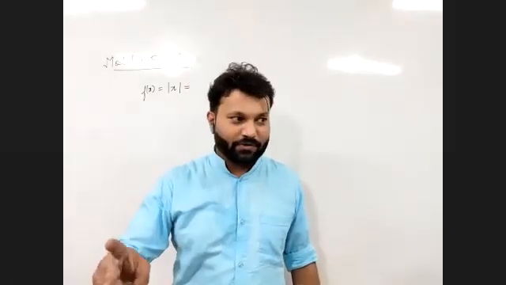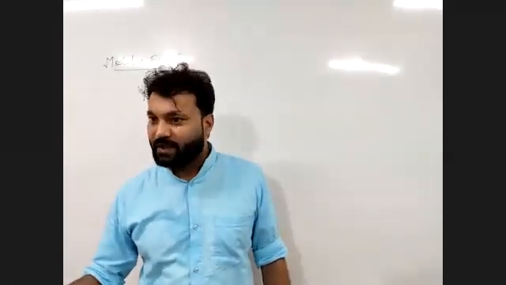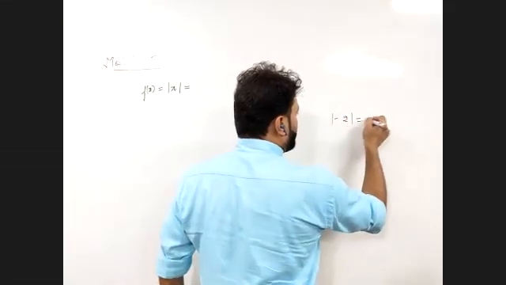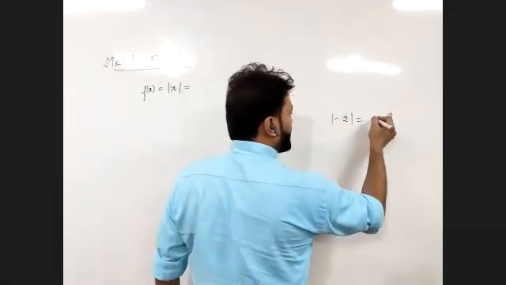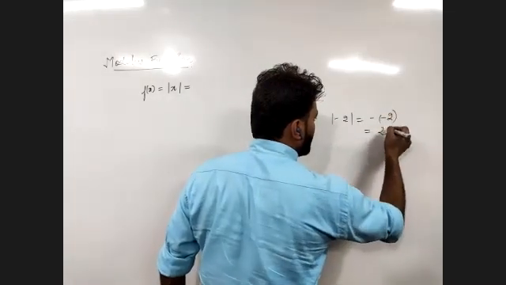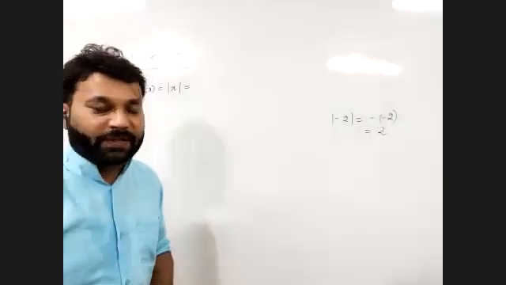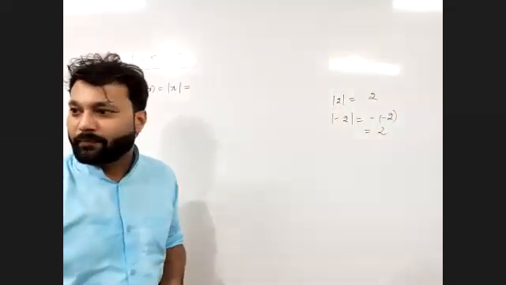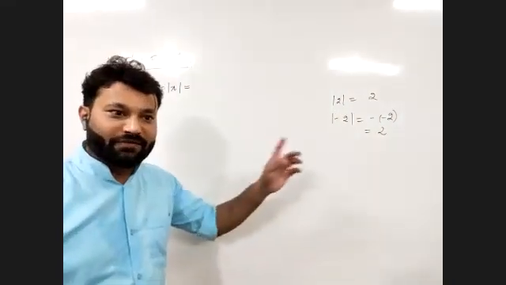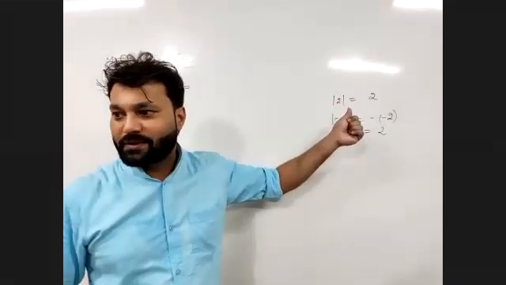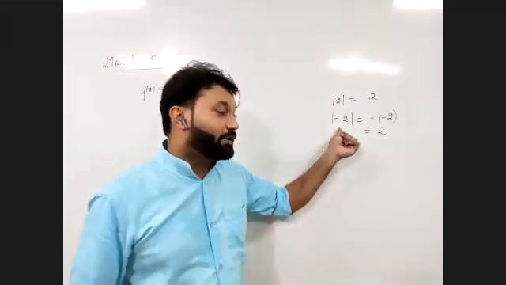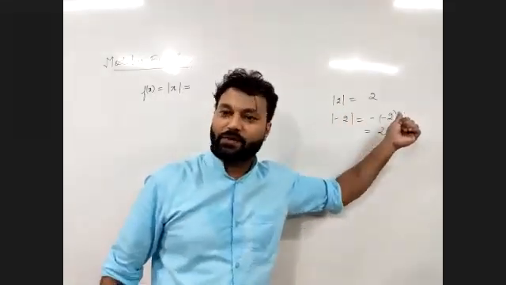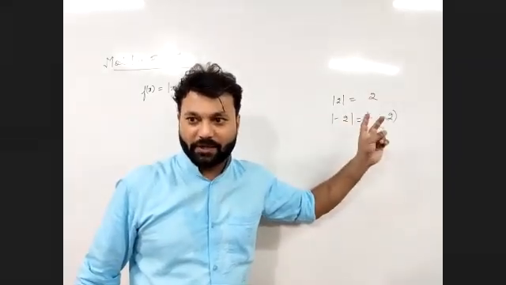Mod of 2, because it was positive, we removed the sign. It came out to be 2. Mod of minus 2 became 2 because we used a negative sign to open the mod sign. Whenever there is a positive value inside the mod, we simply remove the mod sign. So mod of x will be equal to x if the internal value is positive, and if the internal value is negative, then it should be negative of the internal value, because two negatives make one positive.